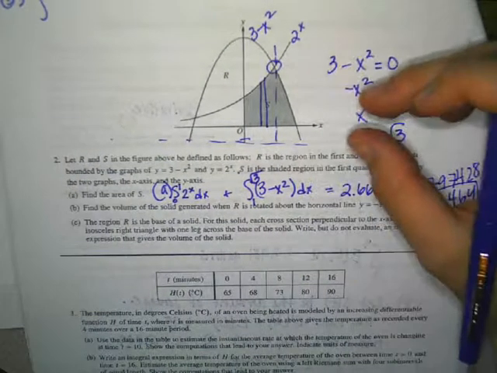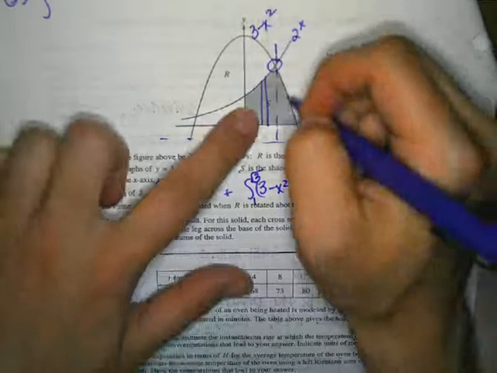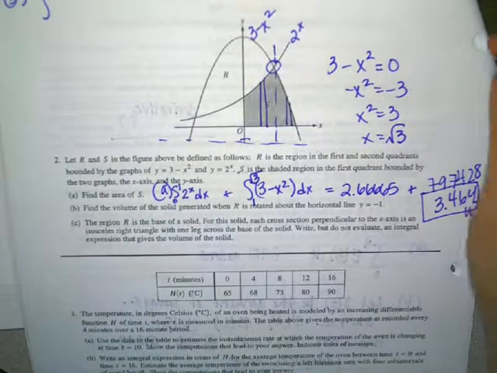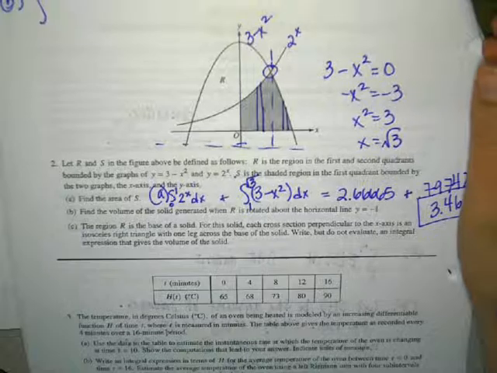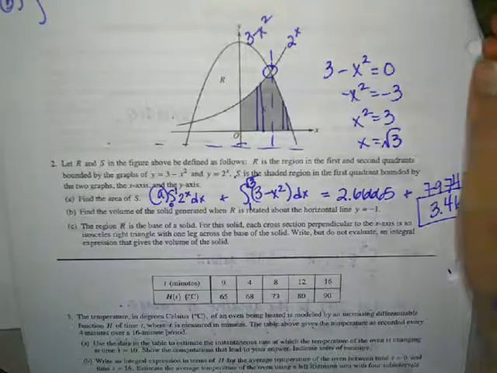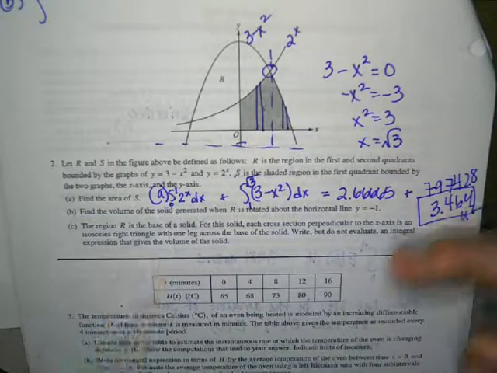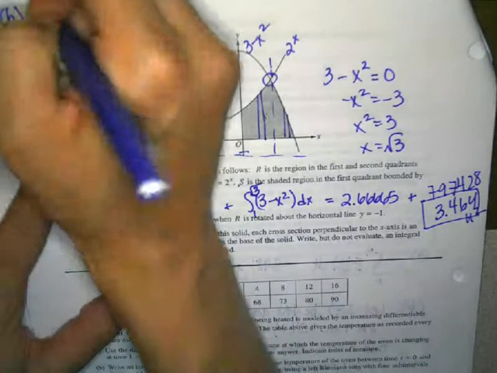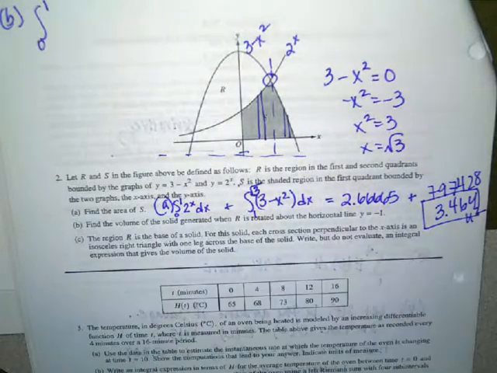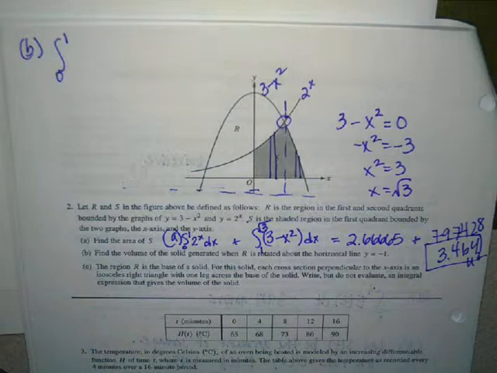So we're still going to have to look at it as two different sections here. Because again, your top function is going to be different for both washers. So the first one from 0 to 1. Remember your pi r squared minus pi r squared here.